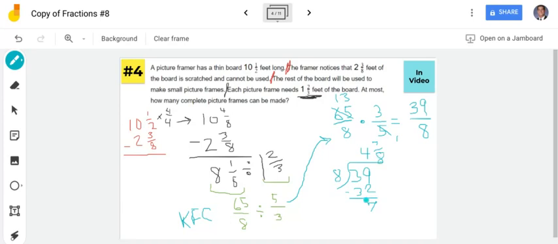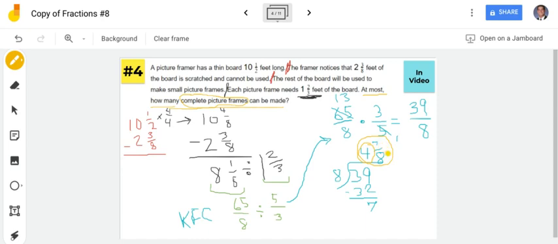Now let's make sense of this. Am I answering the question? What does the question say? The last sentence is the question, right? It says, at most, how many complete picture frames can be made? So we just found that we can make 4 7/8 picture frames. So I can make 4 complete picture frames and 7/8 of another.